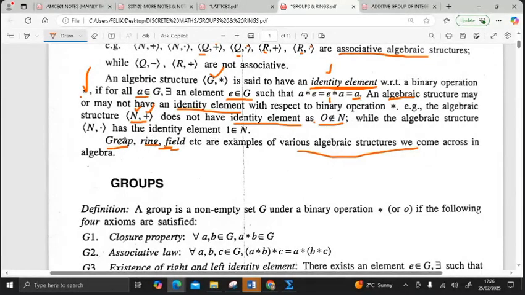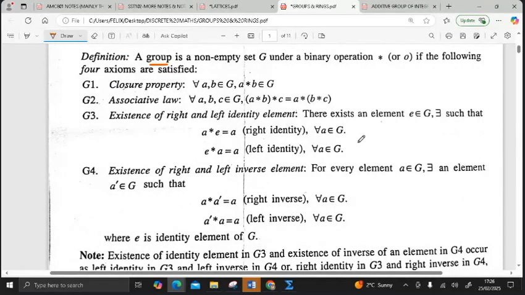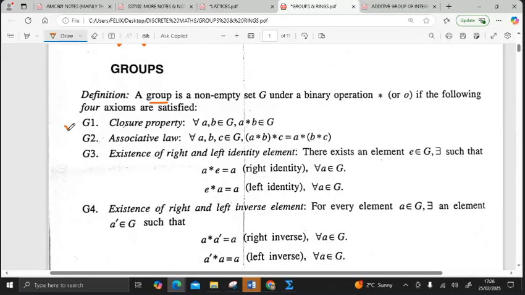So we say groups, rings, and fields are examples of various algebraic structures we come across in algebra, and the ones that are of interest as far as our unit is concerned are these two, a group and a ring. Now, let's define what a group is, and here it is. I think I mentioned this last time: don't ever joke with definitions. You will be expected to define terms in campus mathematics. So if you're asked to define a group, you should be able to define a group as it is required.